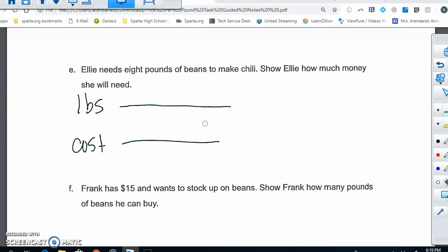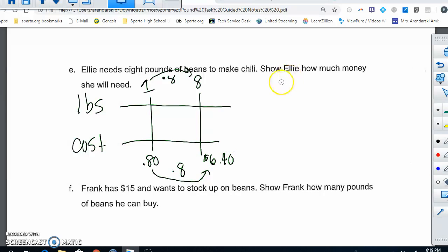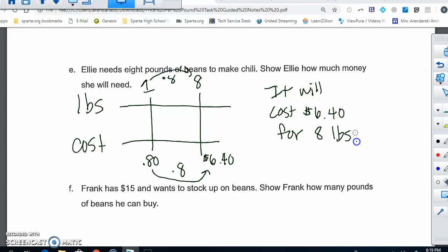Now, in this case, 1 pound was 80 cents. That's what we want. 1 pound was 80 cents. And since we want to find for 8 pounds, our relationship here, we're going from 1 to 8, times 8. And then we have 80 cents times 8. So if we did our calculations correctly, we should get $6.40. So we're going to write it will cost $6.40 for 8 pounds of beans.